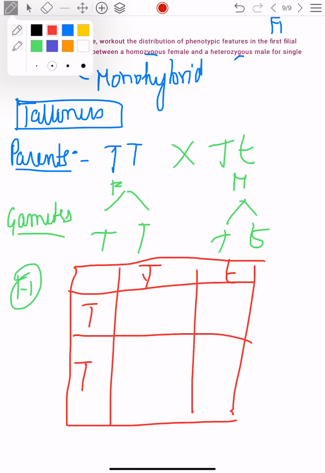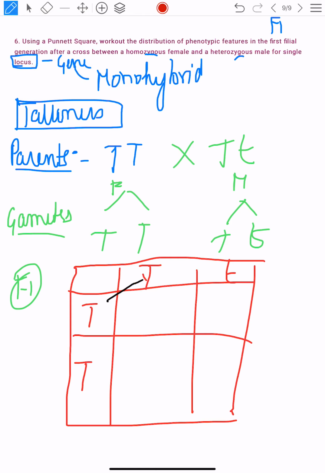Now you write the possibilities in this. It's simple, just cross the row with the column. You get the first column, that is capital T, capital T. For the second column, that is again a capital T. Then you do this one with this one for this box, so this becomes capital T, small t. And then you do the final one as well, capital T, small t. So this becomes your F1 generation.